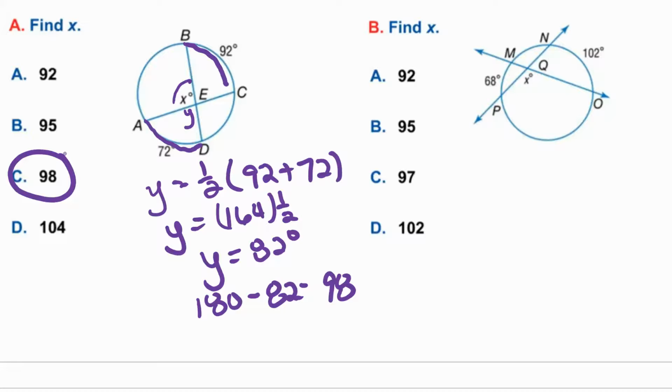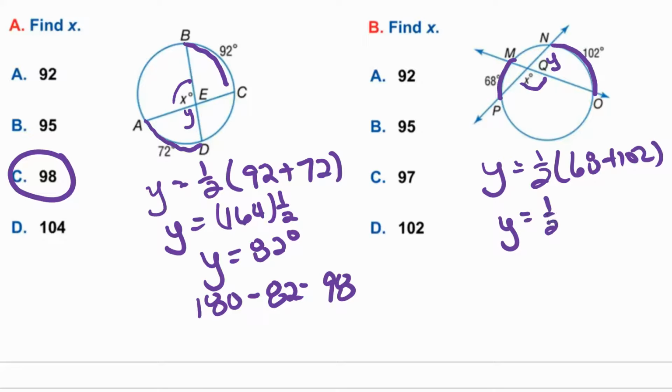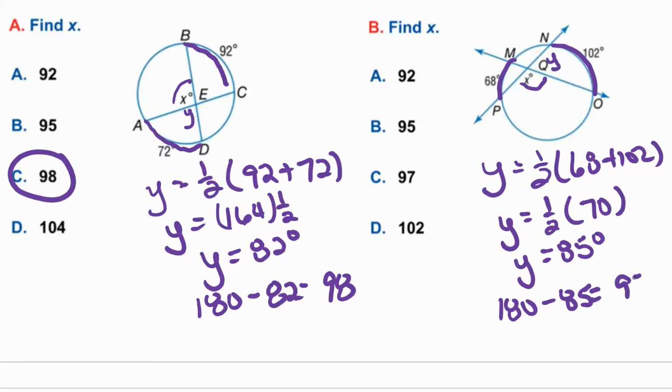We're given arc NP and arc NQ. We're asked to find this angle. We'll find angle Y to start with. So Y equals 1/2 of 68 plus 102. Y equals 1/2 of 170. So Y equals 85 degrees. To find X degrees, we do 180 minus 85, which would give us 95.